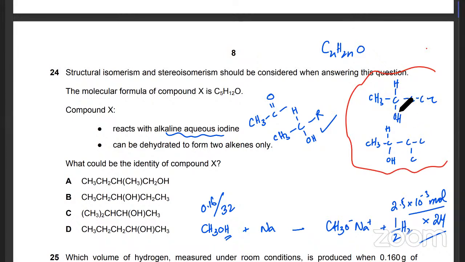Is there any other possible way that I can make an isomer? No. There's no other way because I need this structure and I need carbons. The 3 carbon atoms can only be arranged in these 2 ways. So it has to dehydrate to form 2 alkenes. How many alkenes will this form?